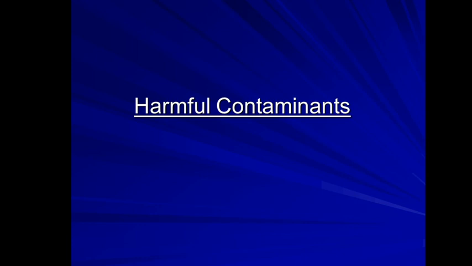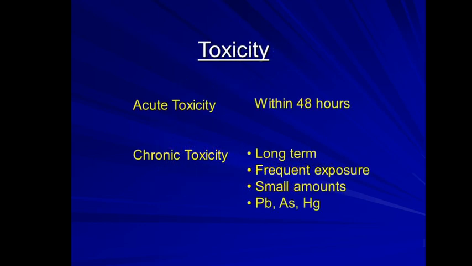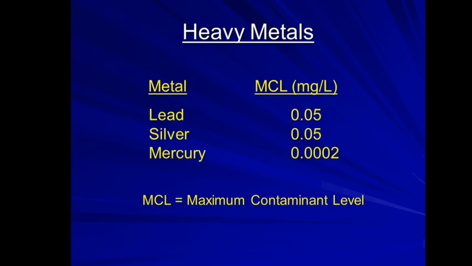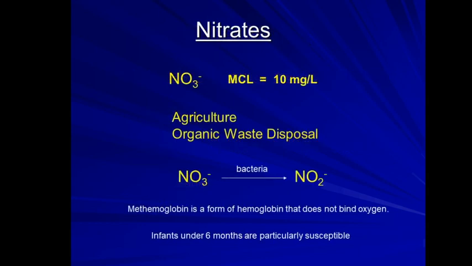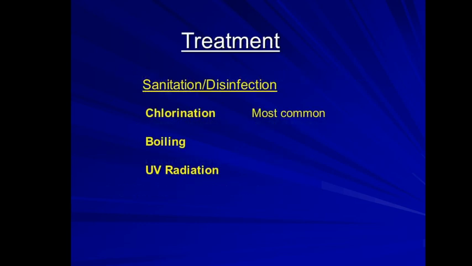Then harmful contaminants present in water. If you consider potable water, it consists of pathogens, minerals, metals and organic chemicals. Okay, so there is acute toxicity within 48 hours and chronic toxicity, the long-term toxicity. Okay, small amounts of lead, arsenic. Okay, these are the different contaminants: lead, silver and mercury. Then there are other trace metals like manganese, iron, cobalt, copper. Okay, these are the nitrates. Okay, coliform bacteria.